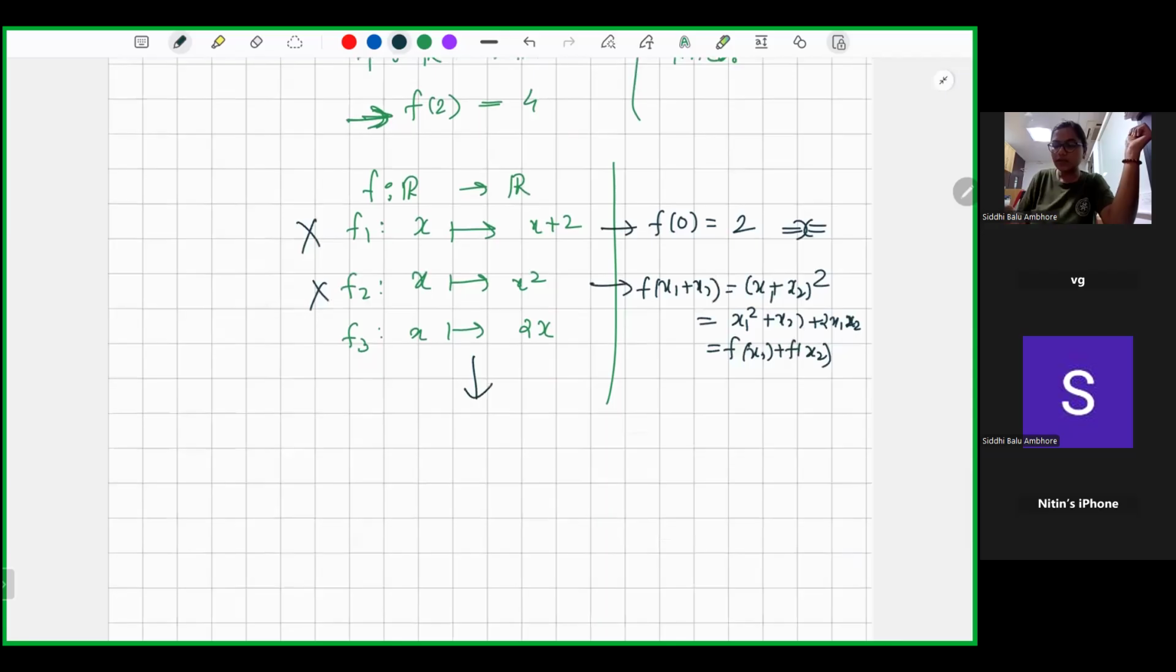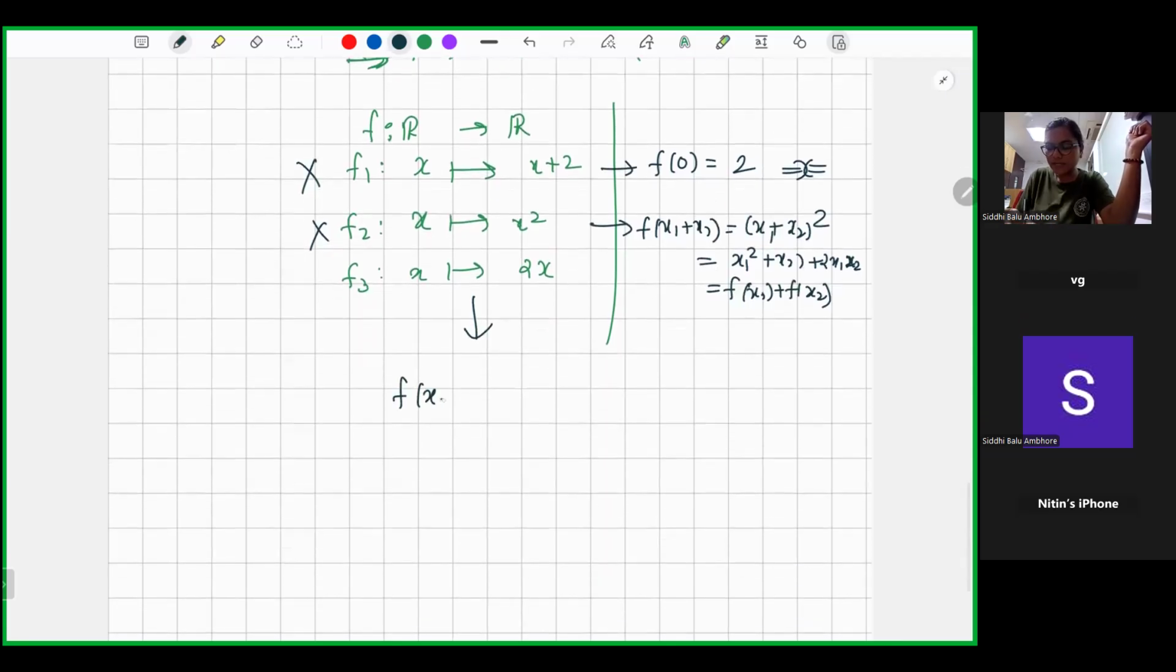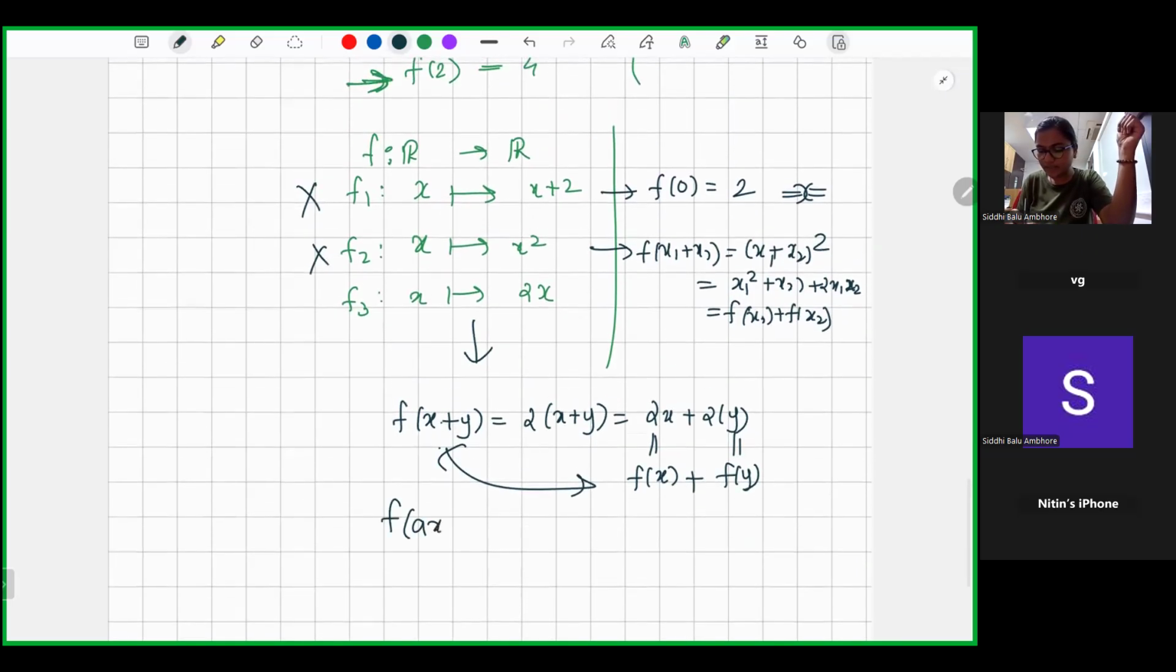But this one, when I take f of x plus y, this is 2 into x plus y, right? So this is 2x plus 2y. And what is this? This is f of x and this is f of y, right? So this map is linear. And second property, f of ax will be 2 into ax. This is a into 2x, and this is my a into f of x. So this map satisfies the linear property.